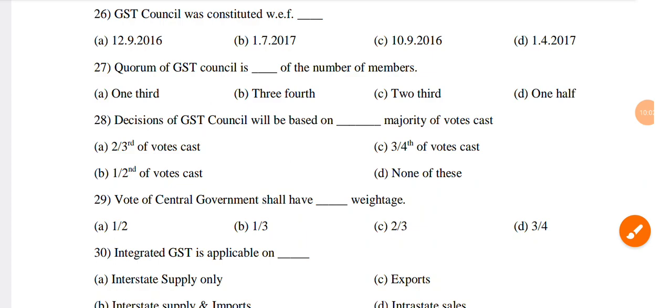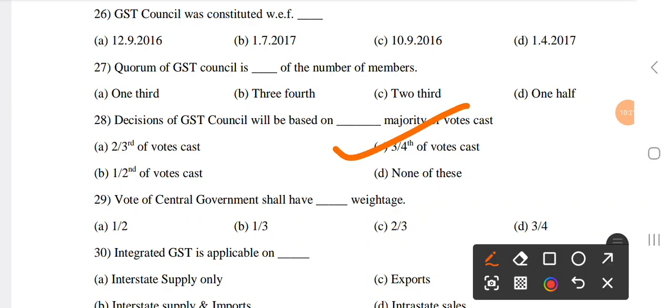Next question. Decisions of GST Council will be based on dash majority of vote cast. Option A 2/3 of the vote cast, B 1/2 of vote cast, C 3/4 of the votes cast, and D none of this. The correct option is C 3/4 of vote cast.